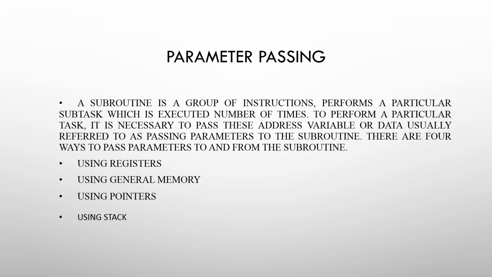So we have to perform some subtask, and we have to exchange some set of information or parameters between the main program as well as the subtask. The set of information exchanged between the main program and the subprogram is called parameter passing. There are four ways to pass the parameters: we can use processor registers, we can use memory locations, we can use pointers, as well as we can use stacks.